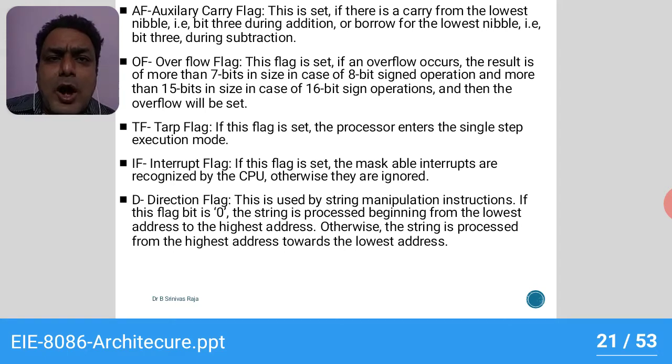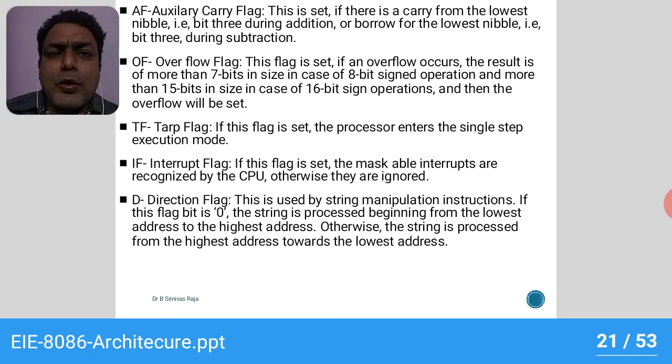Now coming to the auxiliary carry flag. This flag is set when there is a carry from the lower nibble, bit 3, during addition, or a borrow from the lower nibble, bit 3, during subtraction. So whenever you are performing addition or subtraction operations in the microprocessor and there is a carry, the auxiliary carry flag will be set for bit 3.